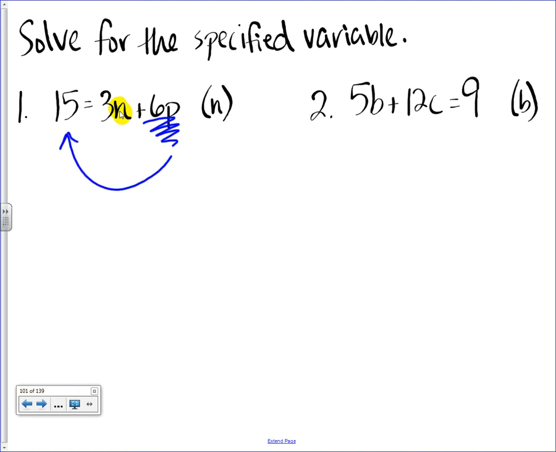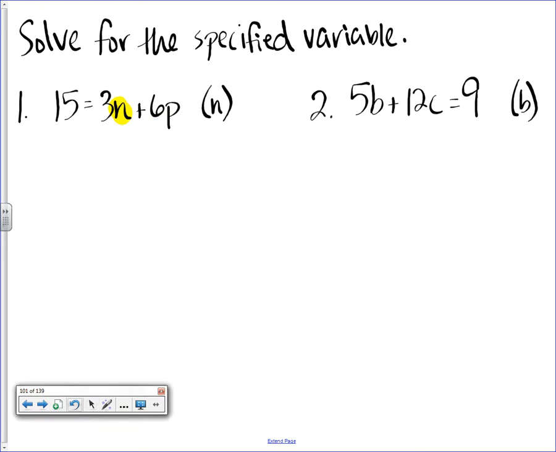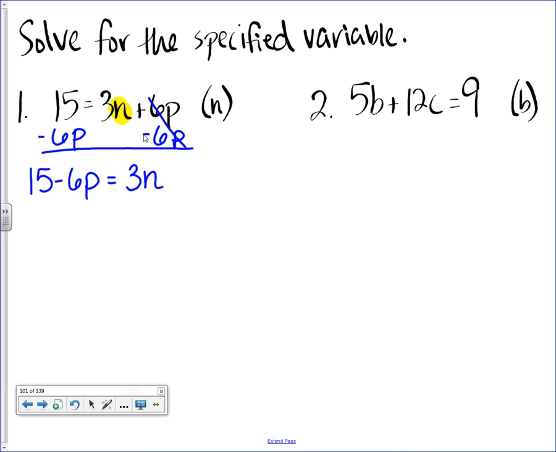Well, that 6p is being added. So in order for me to move it over, I'm going to subtract it from both sides. I want you to notice that the 15 and the minus 6p cannot be combined. They are not like terms. So I'm going to write them separately. And I still have the 3n over there.